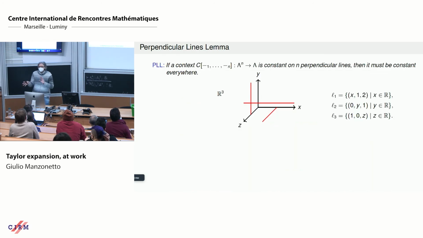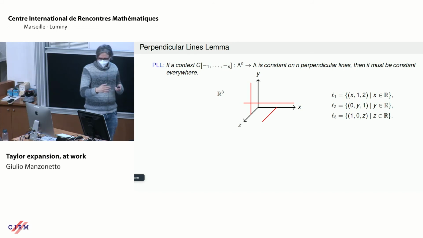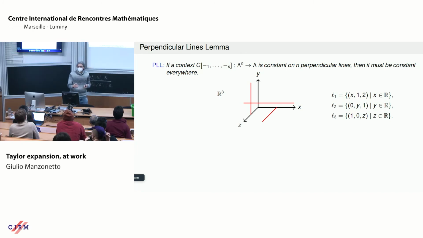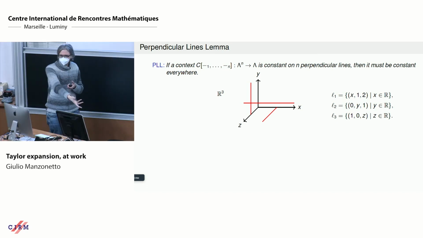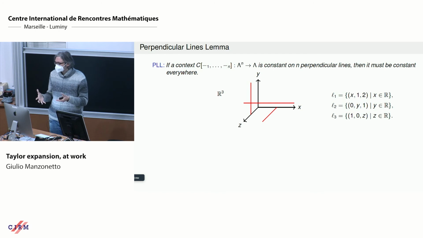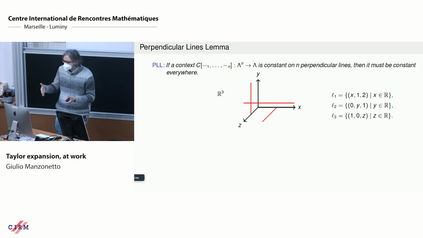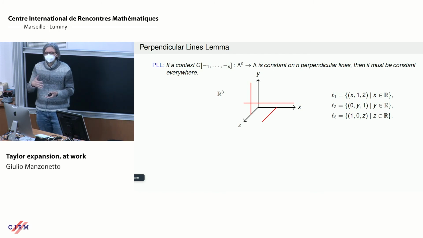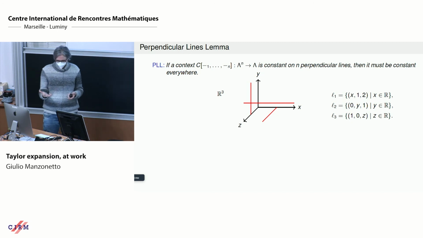I do want to give you the idea of the perpendicular lines lemma. This lemma says that if you have a context, so a lambda term with holes, and you see it as a function from lambda to the n to lambda, so I take n things and I give a lambda term back, if this context is constant on n perpendicular lines, then it must be constant everywhere.